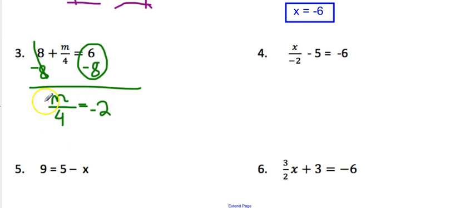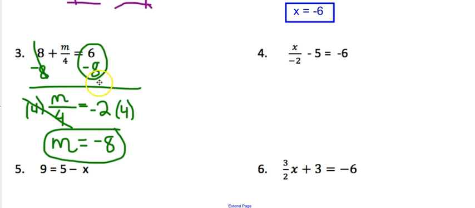Alright, now I've got a one-step problem that looks like something we did yesterday. So they are dividing by 4. That means I'm going to do the opposite and multiply by 4. So I'm going to multiply by 4 on this side, and I'm going to multiply by 4 on the right side. So 4 divided by 4 will cancel out, leaving me with just an m. And then I'm going to do negative 2 times 4 and get a negative 8. Okay?